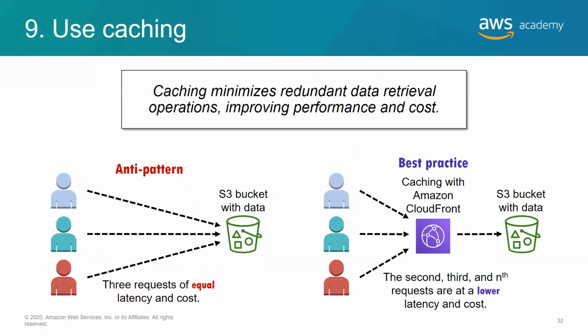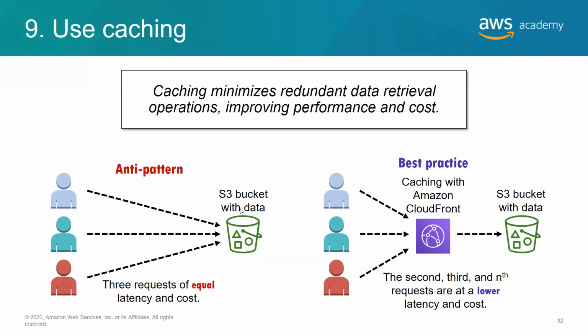We're going to cache to minimize redundant data retrieval operations, to improve your performance, right? For caching, we go for best practices. The anti-pattern is that every request has equal latency and cost here. The data is stored in an S3 bucket, so data retrieval is not going to be very easy here.